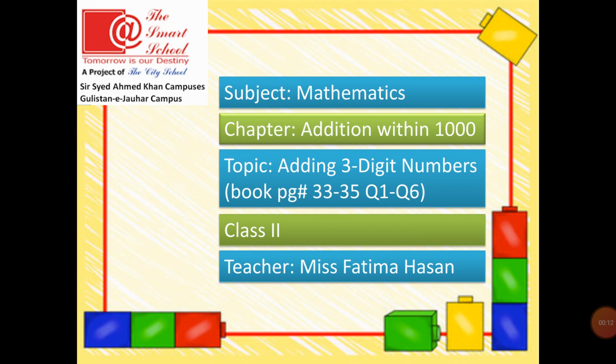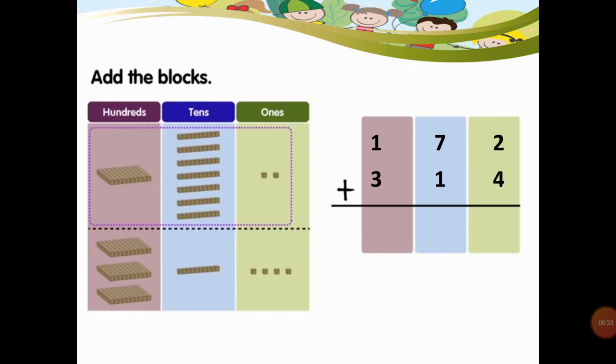Students, today we are going to solve some questions from the topic adding 3-digit numbers, which are given on your book pages 33 till 35. But first of all, let's start our lesson by recalling the concept of adding 3-digit numbers. So look at this question. Here they have given us two numbers that are of 3 digits and we have to add them.